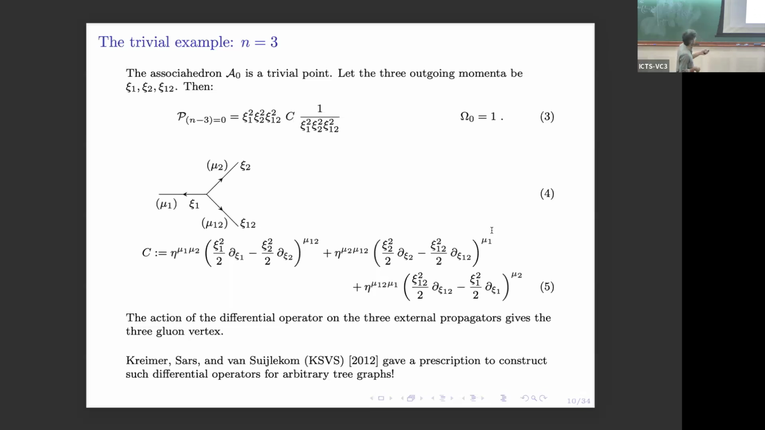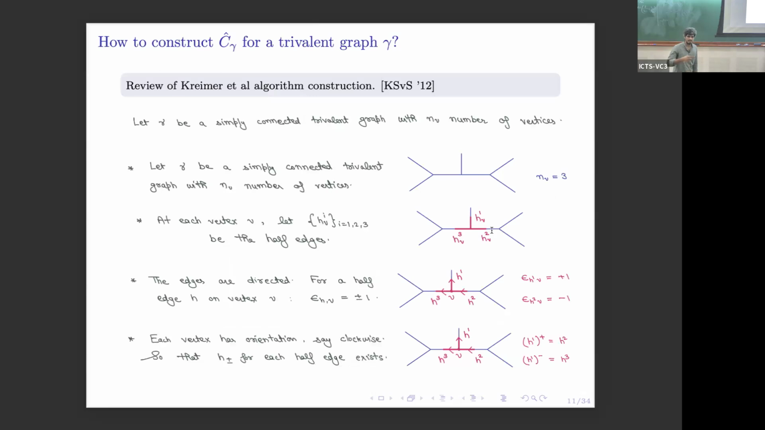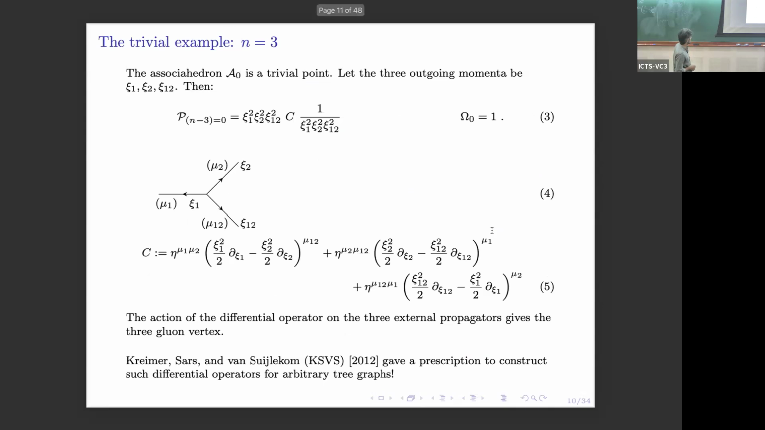Like this is a vertex. I will get there. That is how I'm answering these questions. Give me just a minute. The statement you had in the previous slide. Yeah, like you said, differential operator for arbitrary graph.